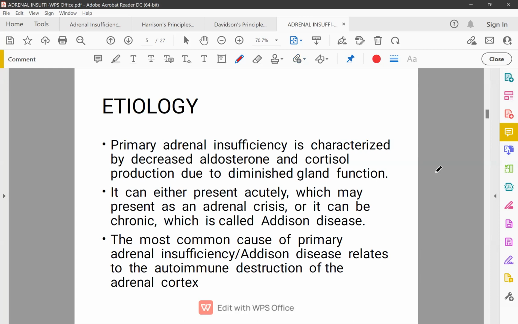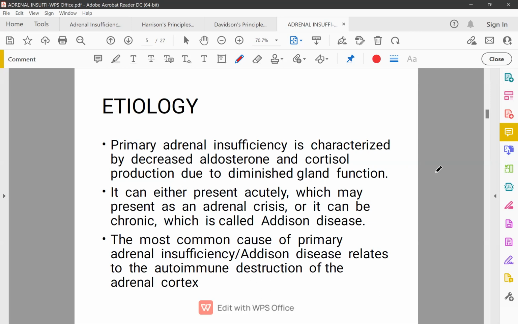If it is chronic, it is called Addison's disease. Addison's disease is a chronic primary adrenal insufficiency resulting in a decrease in cortisol as well as aldosterone. What is the commonest cause of primary adrenal insufficiency? Autoimmune destruction of the adrenal cortex.